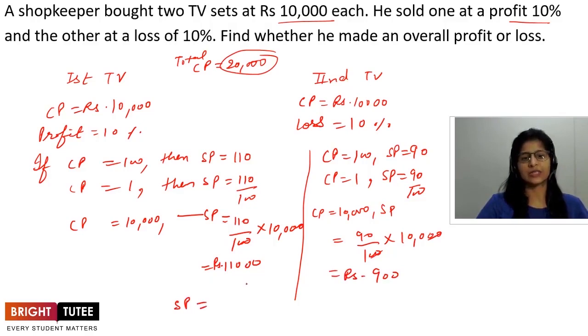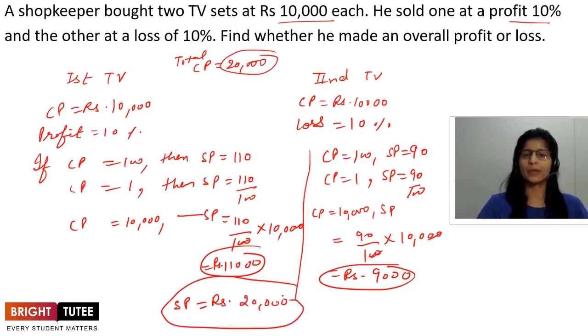So let's find out total SP. 11,000 plus 9,000. How much will we get? We'll get rupees 20,000. So total SP is 20,000. CP was also 20,000. So he is neither at loss nor at profit. He spent 20,000 and he is selling the item also. That means he is getting the money back as 20,000.